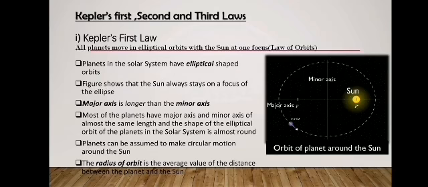Most of the planets have a major axis and minor axis of almost the same length, so the shape of the elliptical orbit of the planets in the solar system is almost round. Planets can be assumed to make circular motion around the Sun. The radius of the orbit is the average value of the distance between the planet and the Sun.